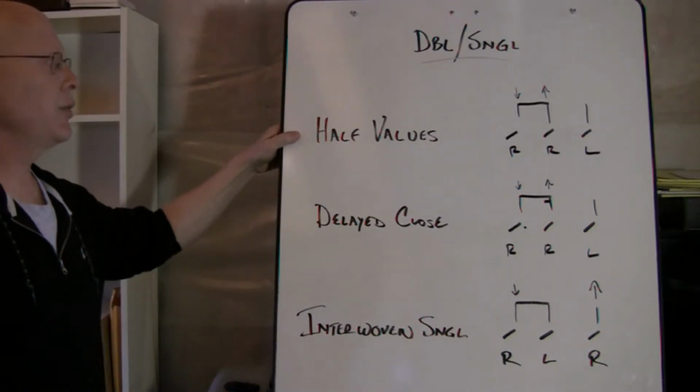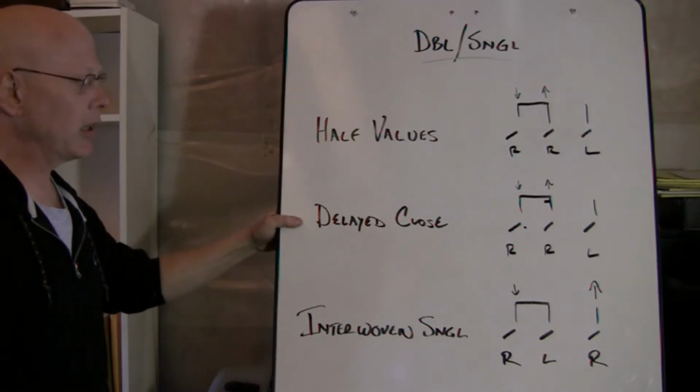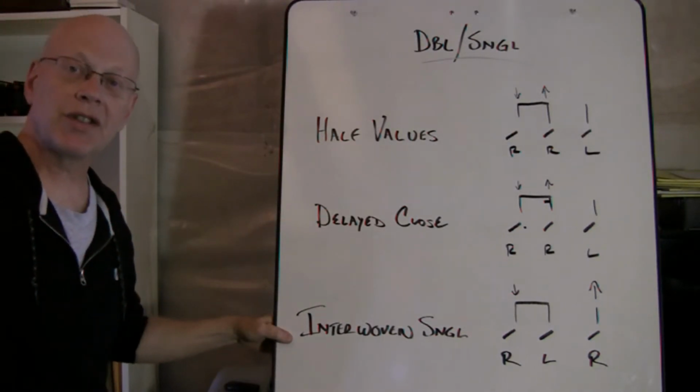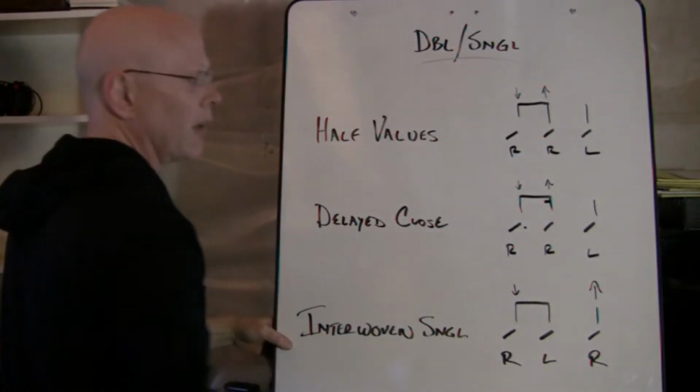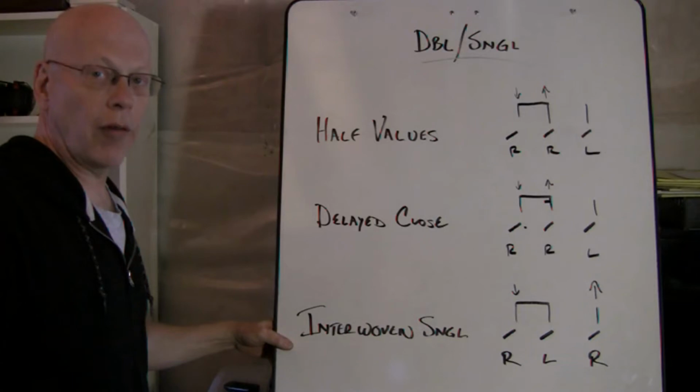So the half values double, half values delayed close stroke, and the interwoven single. This is actually a rudiment or a pattern, a 3-stroke ruff.